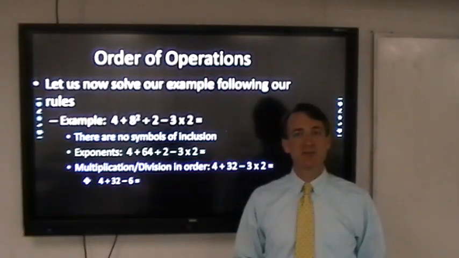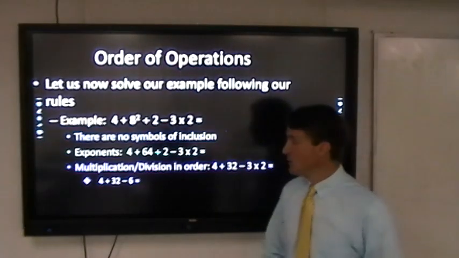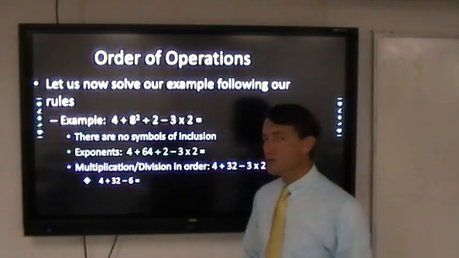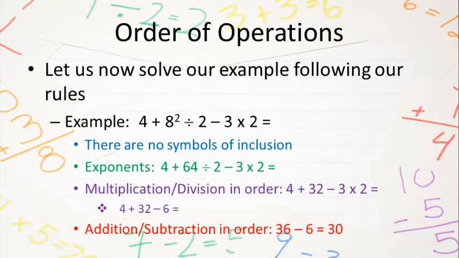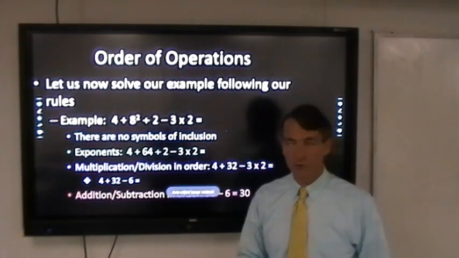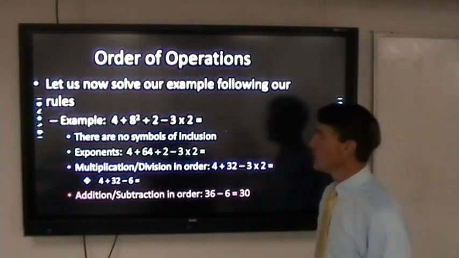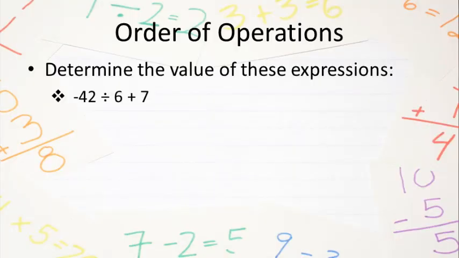So my next step is to do all the addition and subtraction in the order that they come. So here I have 4 plus 32, that of course is 36, and then I can take 36 minus 6, and that gives me a final answer of 30. So the correct way and the correct answer of doing this particular problem, you should come up with an answer of 30.